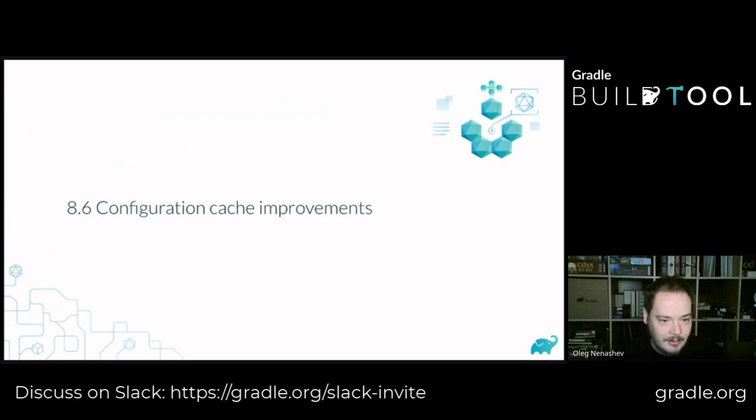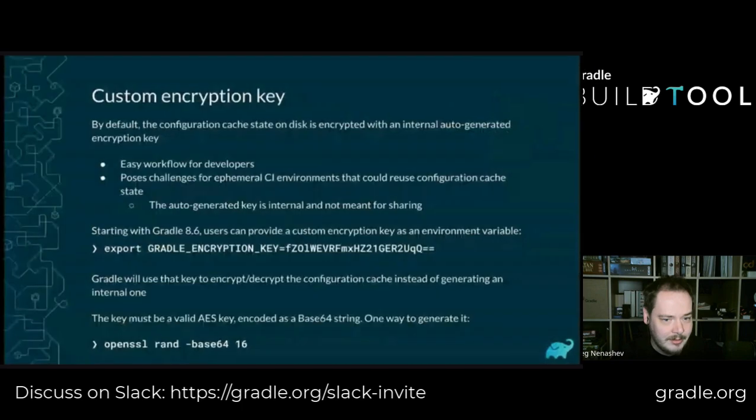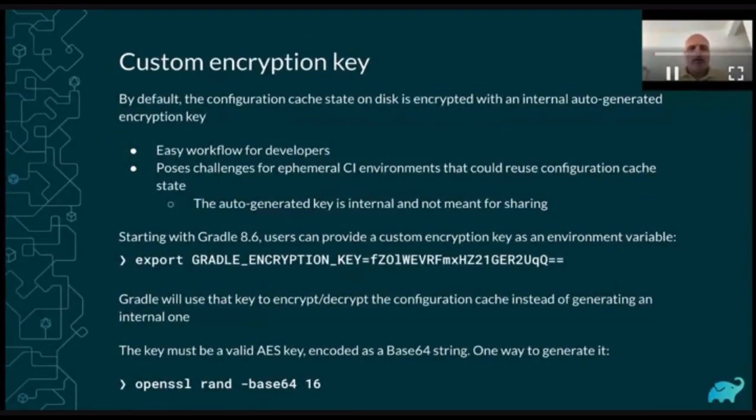Are you going to present it, Rafael? The configuration cache was promoted to stable in Gradle 8.1. And since that release, the data that's stored by the configuration cache is encrypted because it may contain sensitive data such as credentials. By default, Gradle auto-generates an internal encryption key, which is stored in the Gradle home directory. That's good because the user does not need to bother with creating encryption keys.